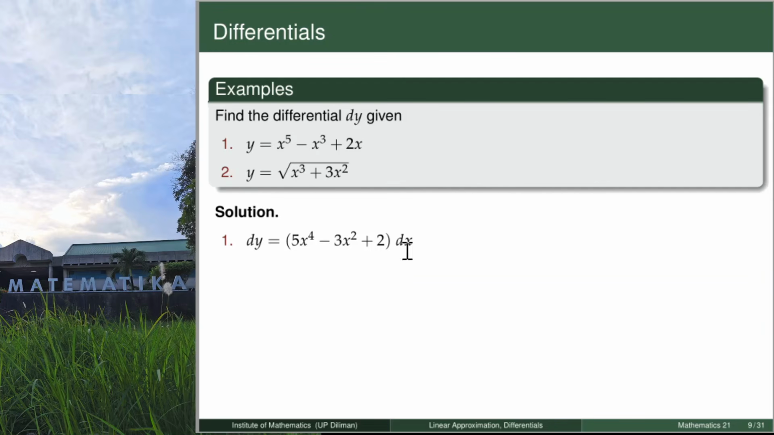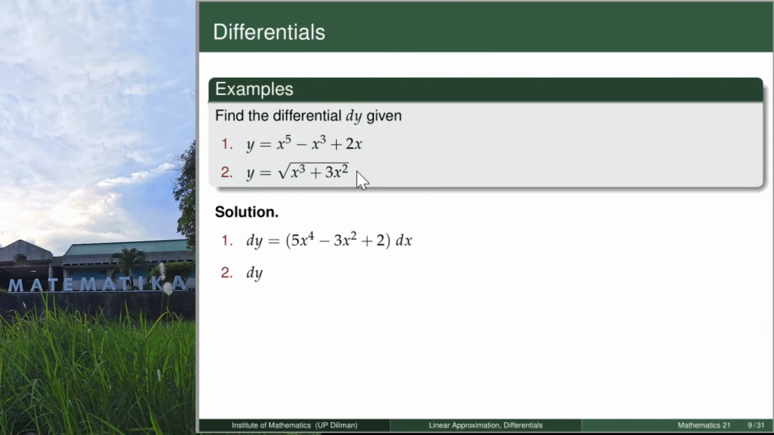If you're still having a hard time, it's not hard. All you need to do is get the derivative dy over dx and then just multiply both sides by dx, and that's it. Then you get dy. Okay? So for the second, it's also easy.